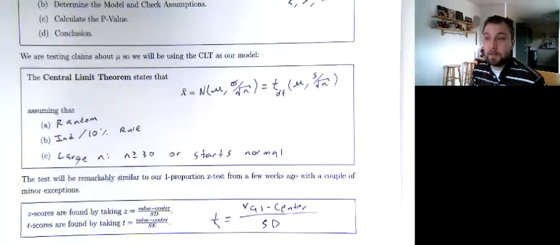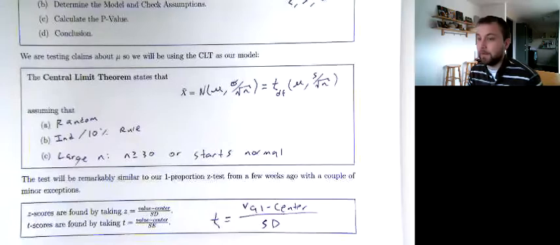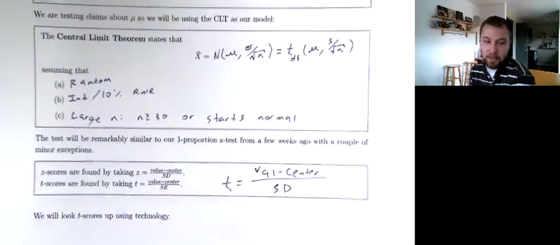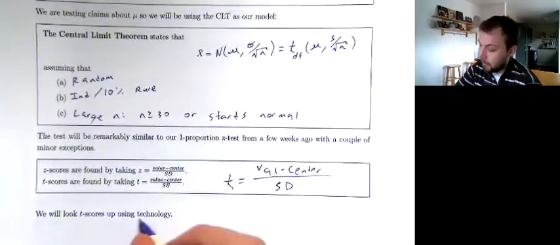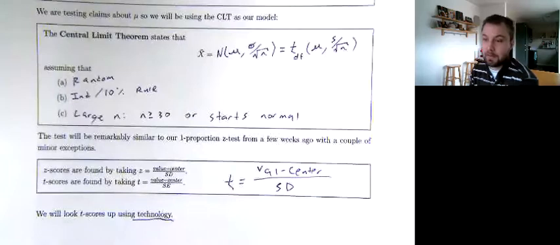And previously, when I looked up z-scores, I found these things on a normal table. If it was shaded to the left, I used the value in the table. If it was shaded to the right, I did 1 minus the table. If it was two-tailed, I looked at the left tail and I multiplied it by 2. I'm going to do something kind of similar today, but instead of using a table, I'm going to be looking these things up using technology.